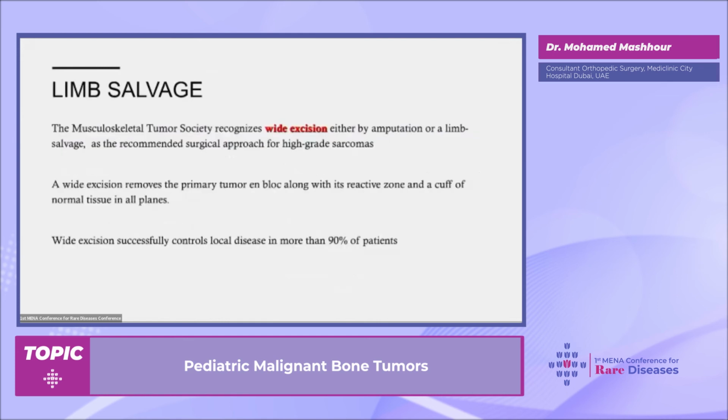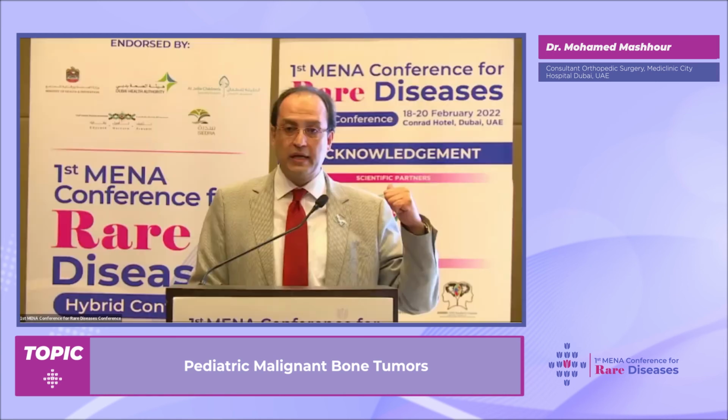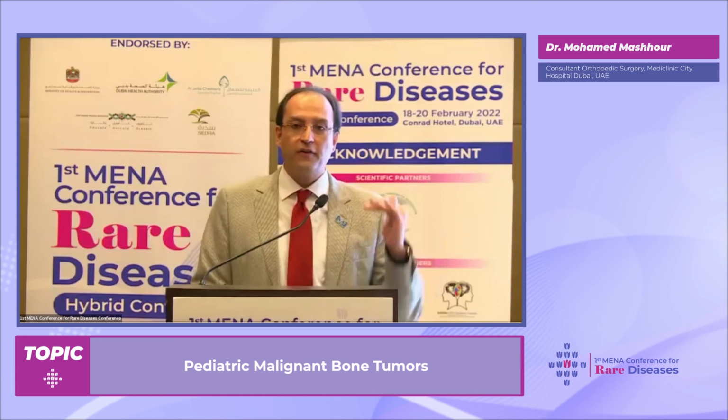So wide surgical resection is the mainstay now of how we are going to do limb salvage. This is the standard treatment. And nowadays, the most recent advance is how to reduce the safety margin. We used to do a 7 centimeter safety margin in the earlier days. Now we reduced it to 5 centimeters.